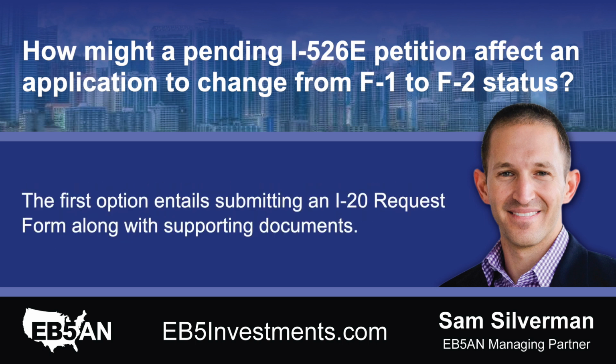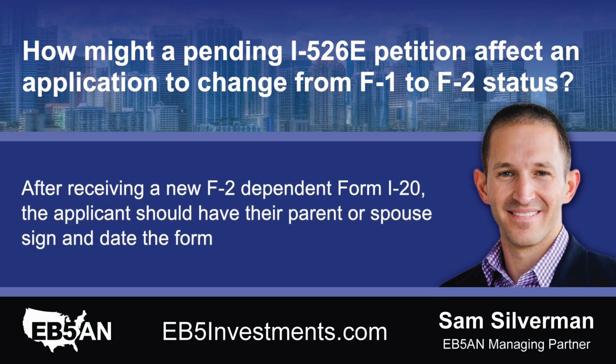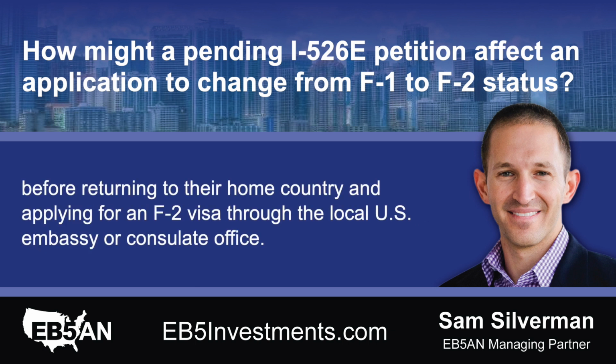The first option entails submitting an I-20 request form along with supporting documents. After receiving a new F-2 dependent Form I-20, the applicant should have their parent or spouse sign and date the form before returning to their home country and applying for an F-2 visa through the local U.S.